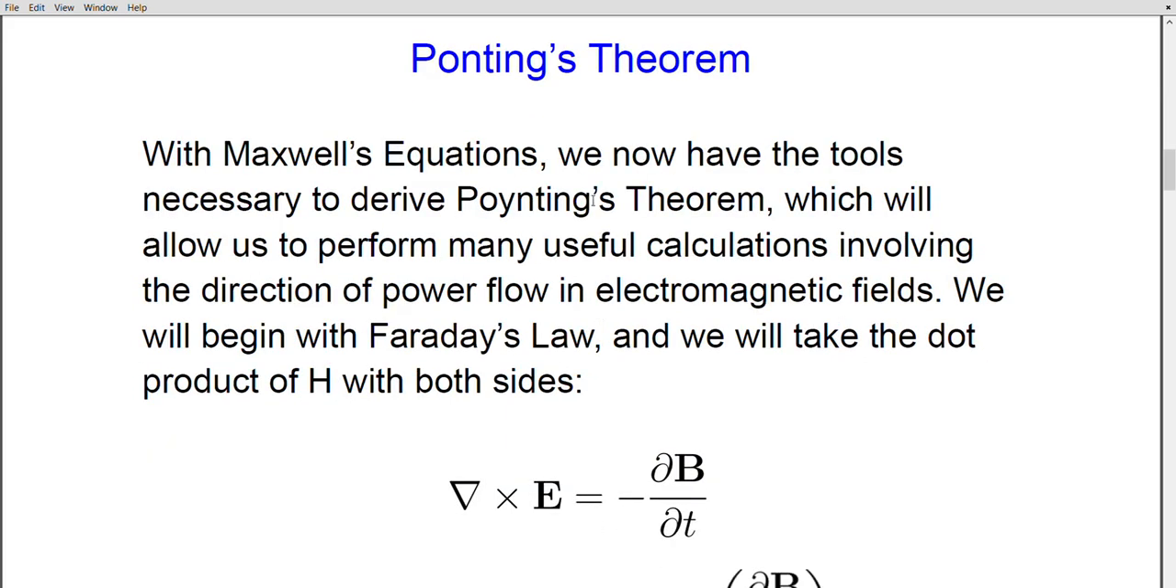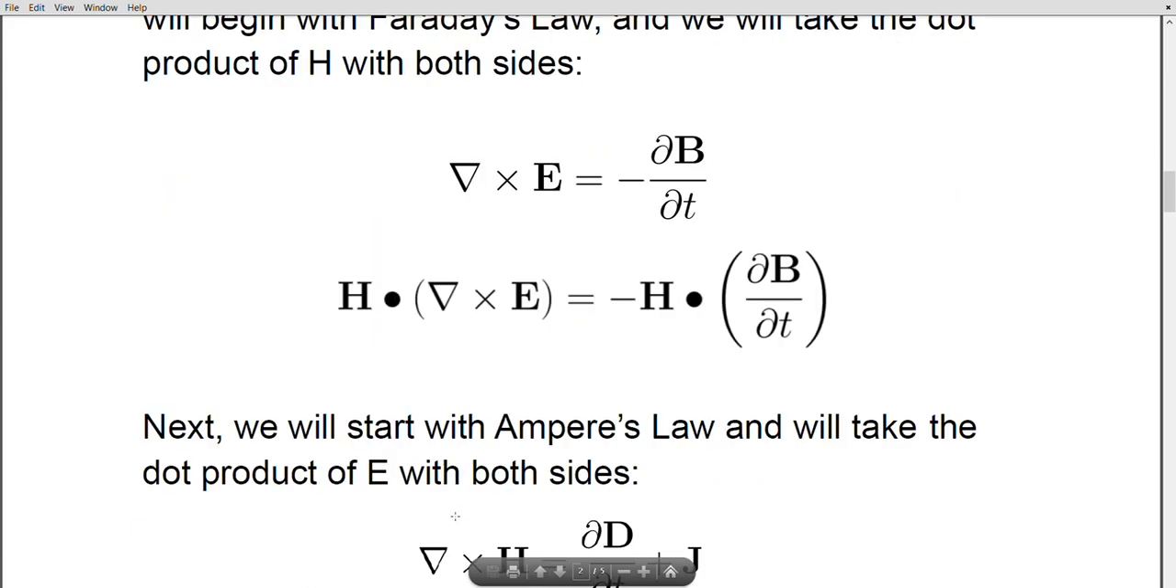With Maxwell's equations, we now have the tools necessary to derive Poynting's theorem, which will allow us to perform many useful calculations involving the direction of power flow in electromagnetic fields. We will begin with Faraday's law and take the dot product of H with both sides. The first equation is del cross E equal to minus dou B by dou t, and taking the dot product with H forms the equation minus H dot dou B by dou t.